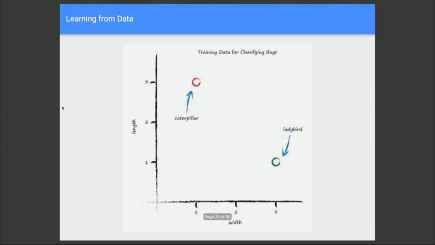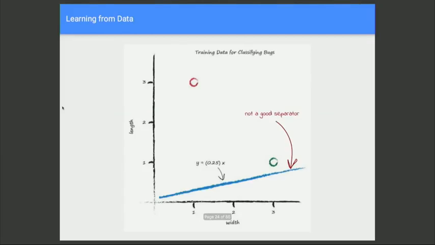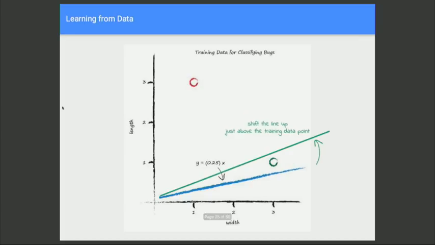We're going to stick with a super, super simple data set consisting of two items, just the widths and lengths of two bugs. And here we are, we're plotting them. So we start again with a randomly chosen parameter for that line, a randomly chosen gradient, and we say, okay, that's not good because it doesn't separate the two. So let's look at the first example there, and we need to shift the line up to that point. Okay, we've improved it. That does a good job.